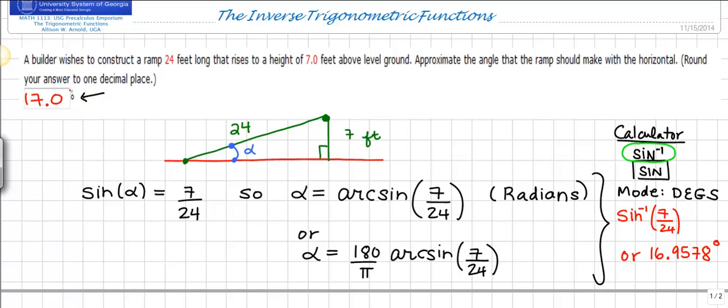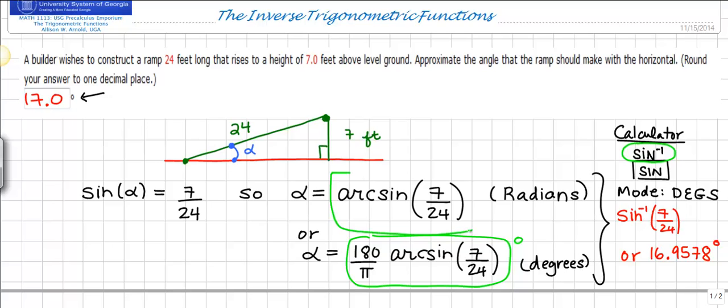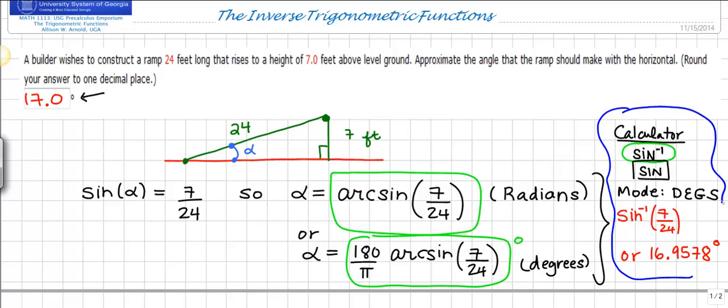Okay, so these again, this would be your answer in degrees symbolically, which is fine if you're allowed symbolic answers. This is your answer in radians symbolically, but in this particular case you needed to access the calculator to get the decimal answer.